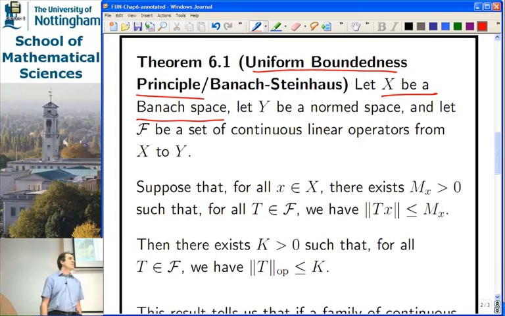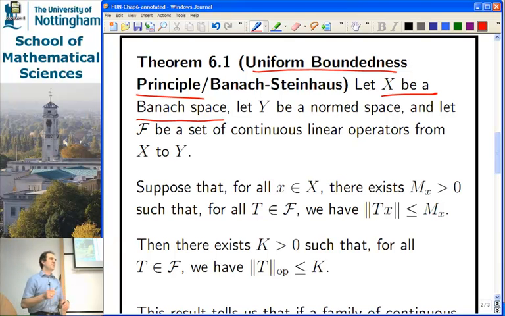And the idea is that you've got a set of bounded operators. Maybe it could be an uncountable family. You've got a set or a collection of bounded operators from X to Y, and you want to know whether there's some uniform bound on the operator norm. So each one has got an operator norm, but the operator norms, of course, can vary.